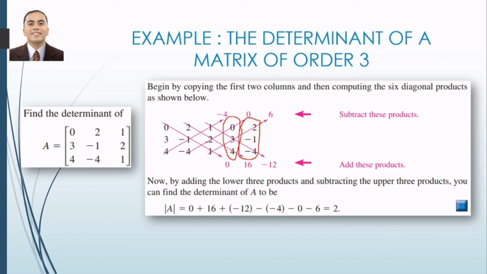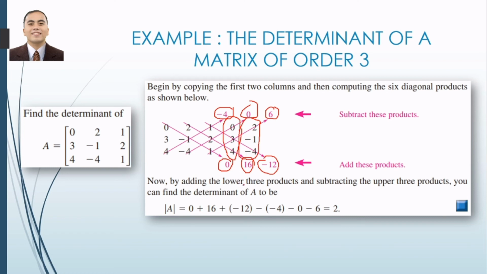So we have here, this one would be 4 times negative 1 times 1, that is negative 4. Then this one, negative 4, 2, 0. So negative 4 times 2 times 0, that is 0. Then we have 1 times 3 times 2, that is 6. Another, we have 0 times negative 1 times 1, that is 0. Then 2 times 2 times 4, that is 16. Then 1 times 3 times negative 4, it's negative 12.